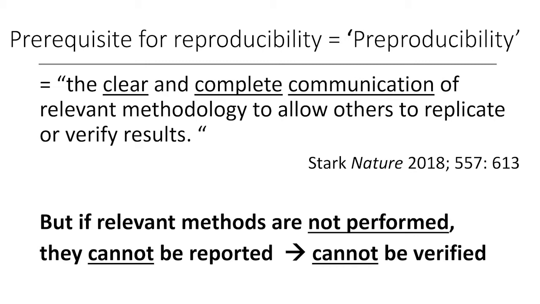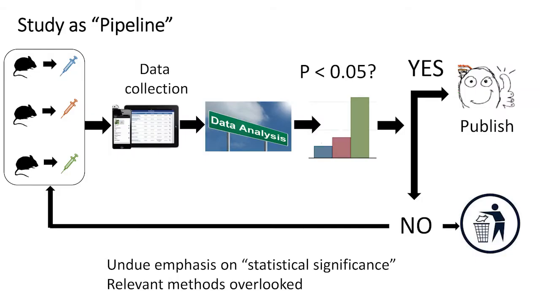A couple of years ago, Phil Stark defined the prerequisite for reproducibility as what he called preproducibility. And this has been a point that's been emphasized by a number of other speakers: we need clear and complete communication of relevant methodology to allow others to replicate or verify the results. One of the problems is that if nobody does the methods in the first place, they can't be reported. If you don't do it, you can't report it. And if you don't report it, it can't be verified.